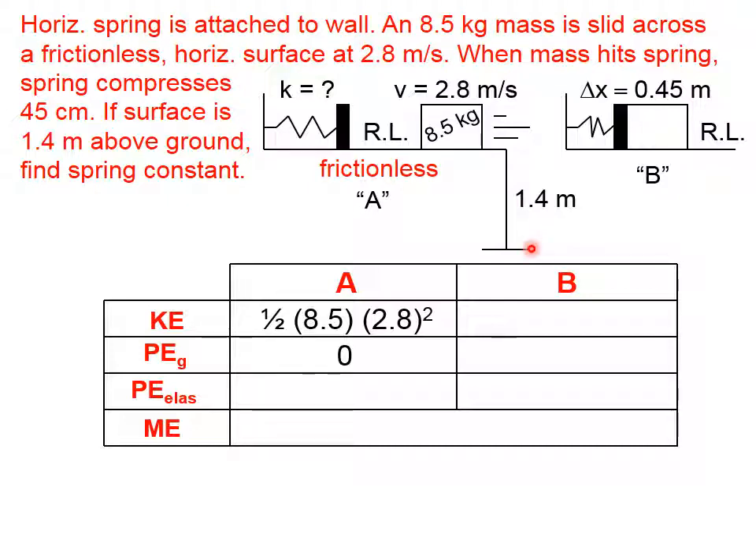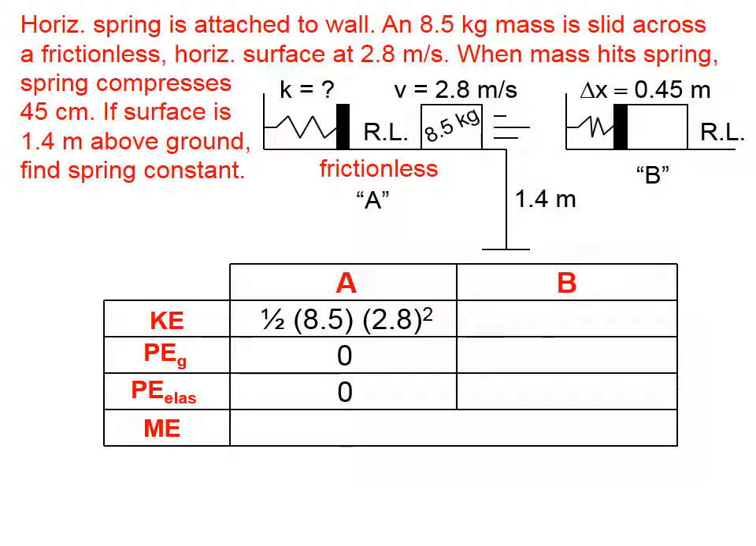Incidentally, if we had chosen the floor as the reference line, then the amount of gravitational potential energy in snapshot A would be 8.5 times g, which is 9.81, times 1.4. And it would be that exact same product in snapshot B, so it doesn't matter where you choose the reference line. Back to snapshot A. The spring is still relaxed at this point, so there's no elastic energy stored in the spring.